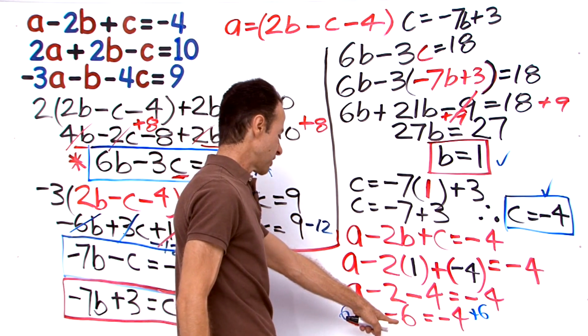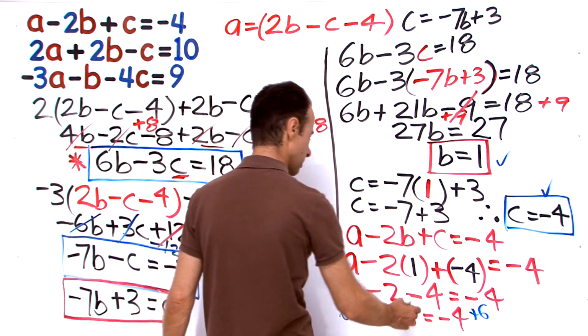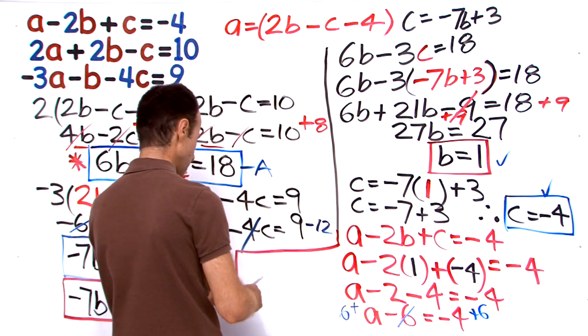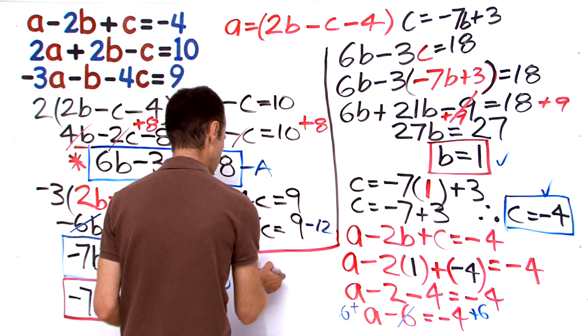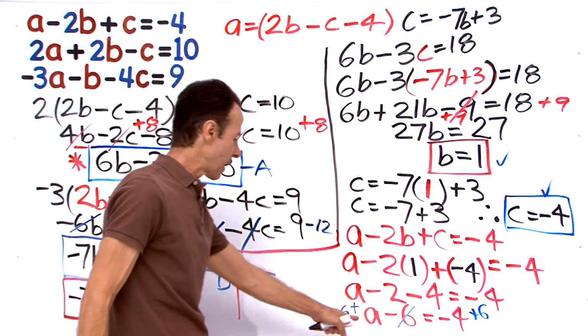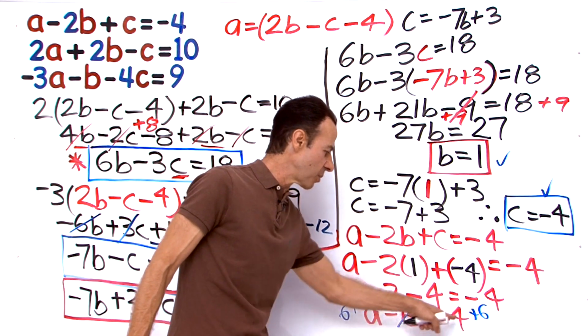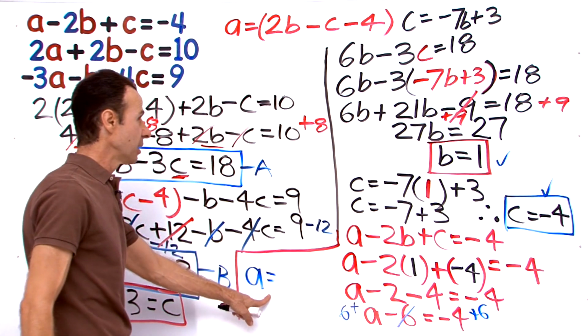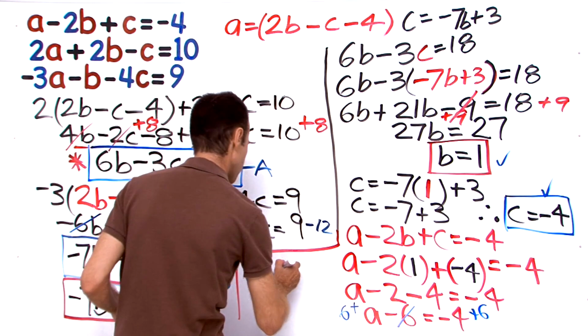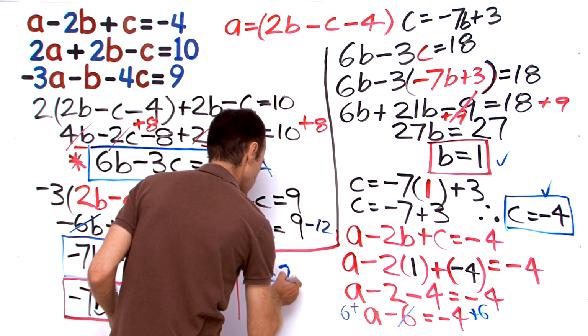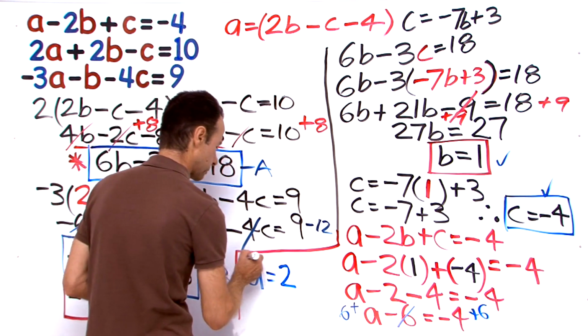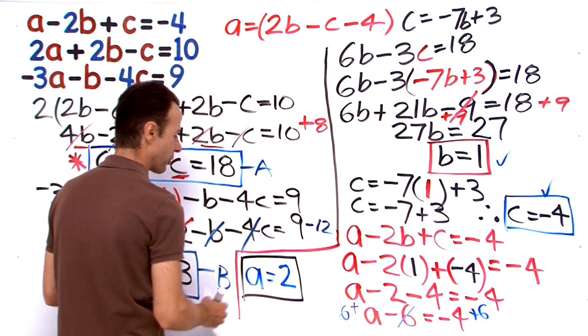So if we add 6 to this side, the 6 disappears from there. So it's just a. So that means we have a equals, this is our third variable, a equals, 6 is gone, we add 6 to negative 4, 6 minus 4 is 2, so a, the third missing variable, equals 2. And there we go, there's our third variable.